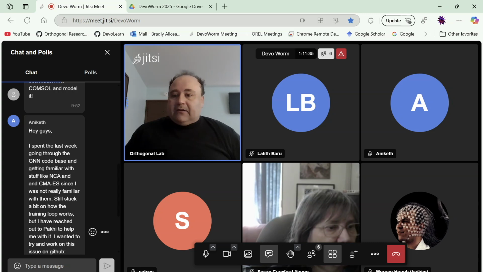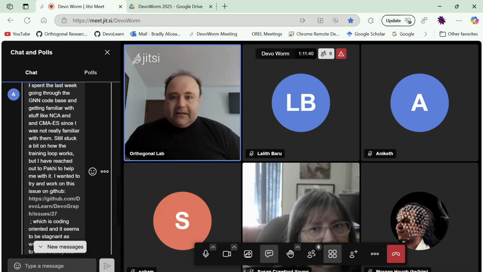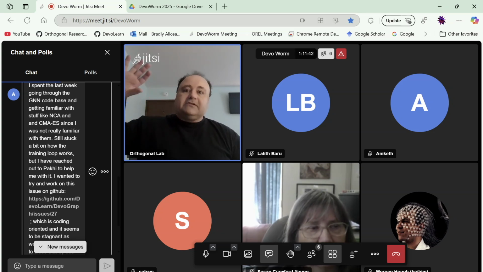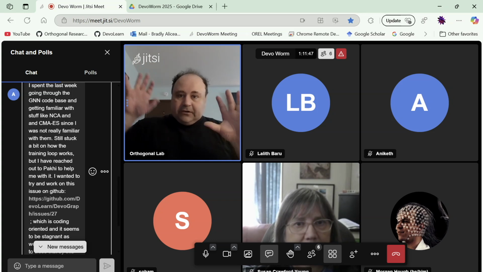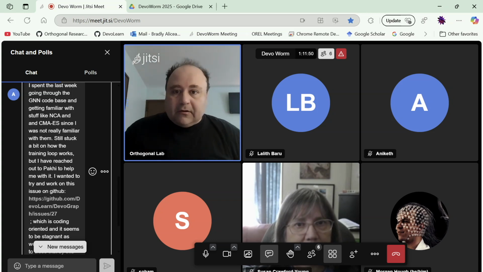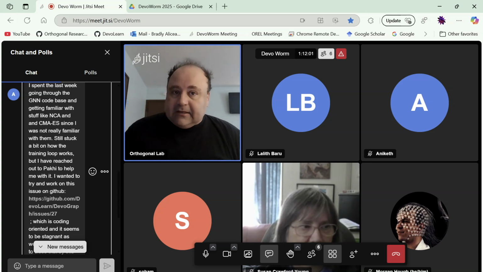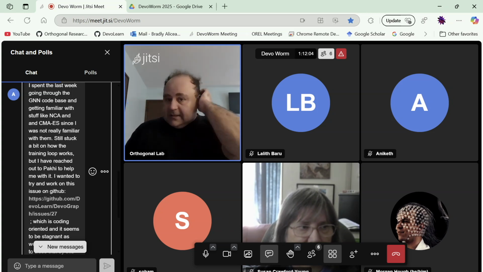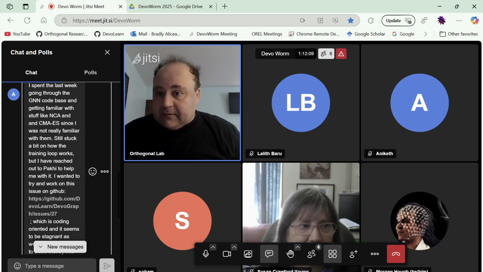Still stuck a bit on how the training loop works, but I've reached out to Paki to help me with it. Paki, of course, did the Growing Neural Networks, and Mehul did the hypergraphs. So whichever one you're interested in, Paki did one and Mehul did the other. They're always willing to help out, at least to answer questions about what they did last summer, their experience. So please reach out if you want to. They should be able to help you out.